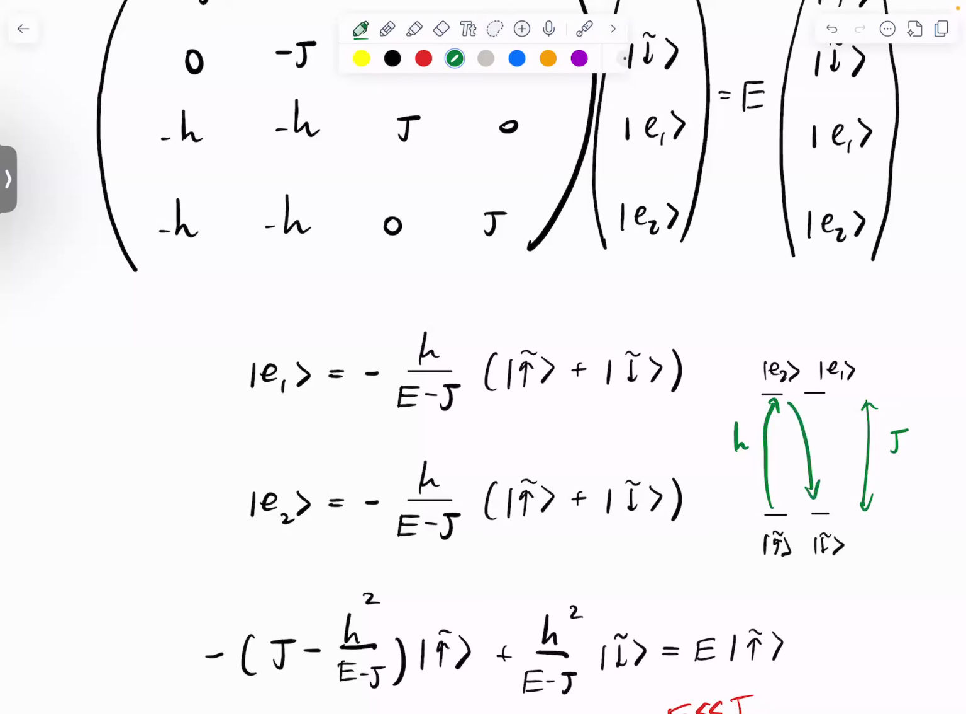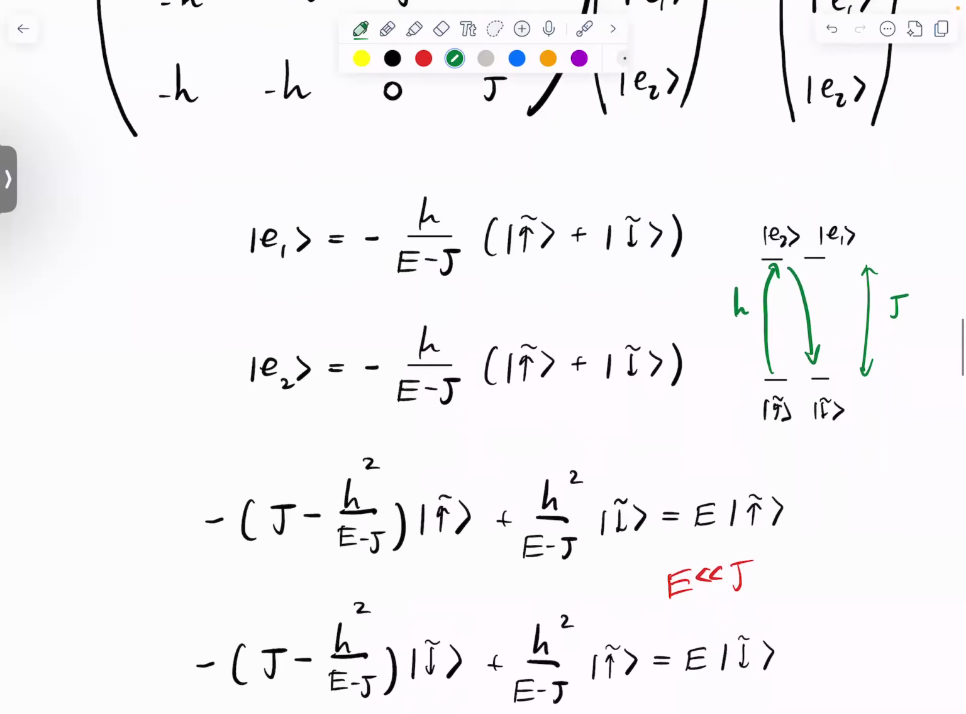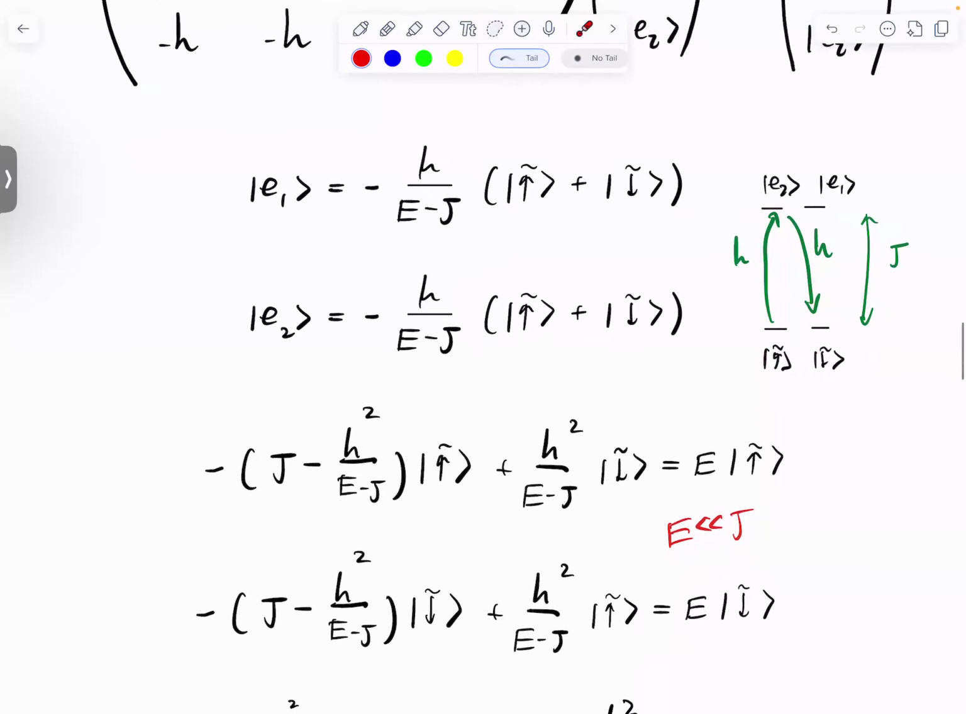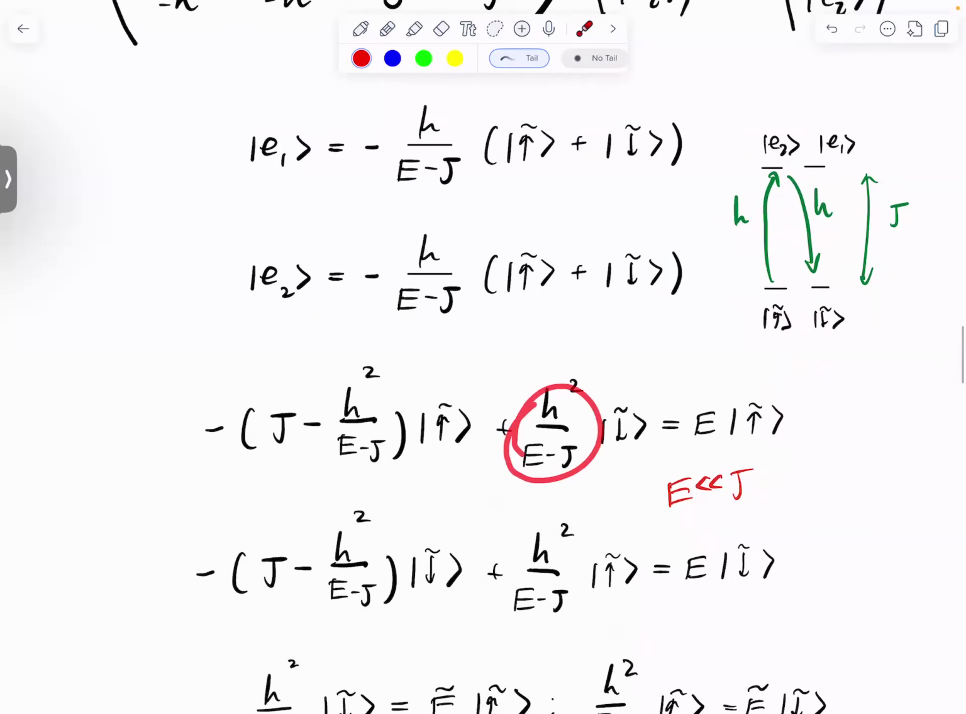So what we're describing is, you see, there are two types of processes you can do. You can either go up here and then go down there, and that gives you a coupling between them, which is order H squared over J, and that's this term. But you can also go up here and go back down to the same state, which is also H squared over J, and that's this term here.